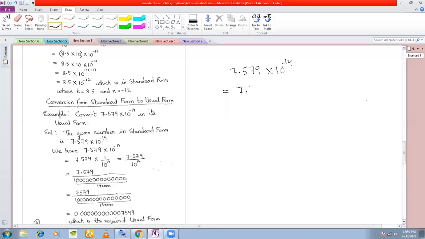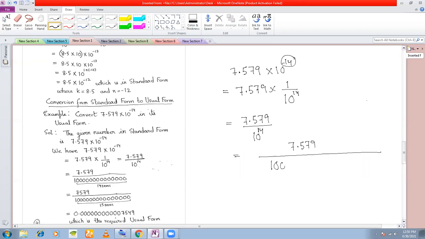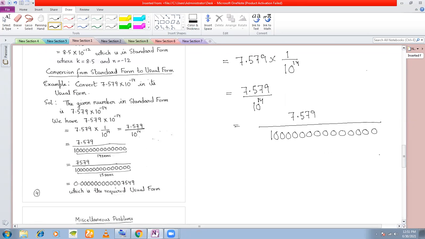So what you do, we do just the reverse of what we have done. That is, we convert this negative power to a positive power by writing this as 1 by 10 to the power of 14. That means this can be written as 7.579 divided by 10 to the power of 14. That means this is 7.579 divided by 1 followed by how many zeros? This is 14. You have 1 followed by 14 zeros: 1, 2, 3, 4, 5, 6, 7, 8, 9, 10, 11, 12, 13, 14. 14 zeros, right?